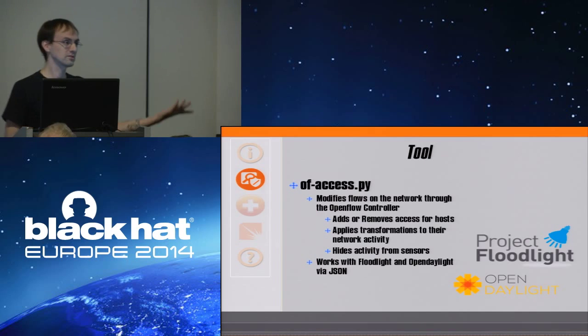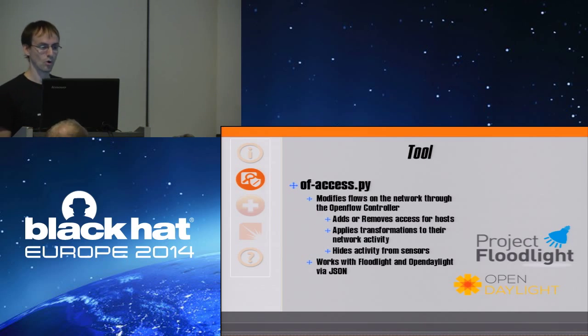Now, the next tool, of course, as I typed in earlier, OFAccess, modifies flows on the network through the OpenFlow controller, adds or removes access for a host, and applies transformations to their network activity. I won't be doing that today, but it allows you to write your own flow rule in there and make changes to whatever you want in those 12 fields. It also allows you to remove mirroring, to hide activity from sensors, to put in those blind spots. That's our OFMAP. It works with Floodlight and OpenDaylight via JSON, auto-detects, alternate ports, put the credentials in there if you need to. So there we go.